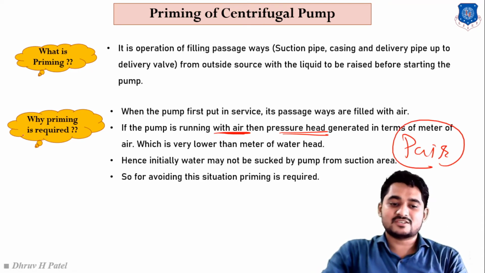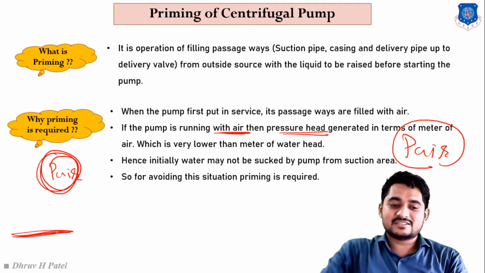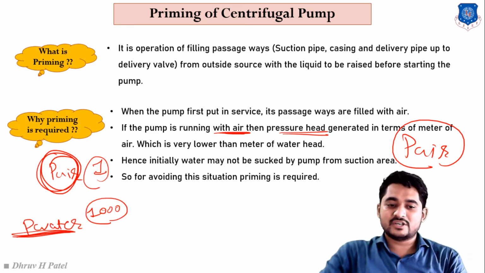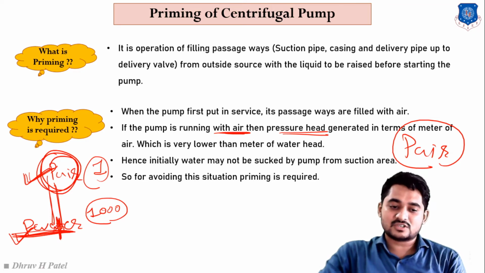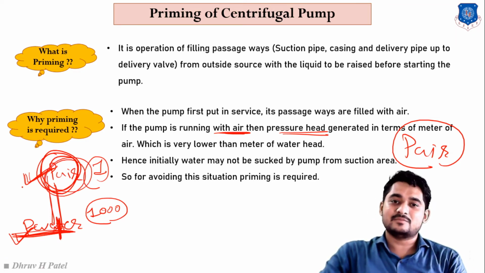Remember students, pressure of air. Suppose this is our pump, so inside is the pressure of air, and at the sump level this is the pressure of water. We already know about it. Density of air is 1 and density of water is 1000. So the pressure of the air is very much less than the pressure of the water. So this pump cannot suck the water from the inlet pipe because the inner side pressure is very much less.